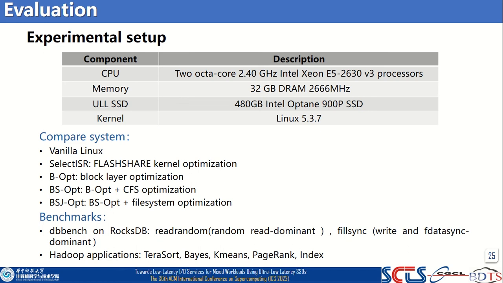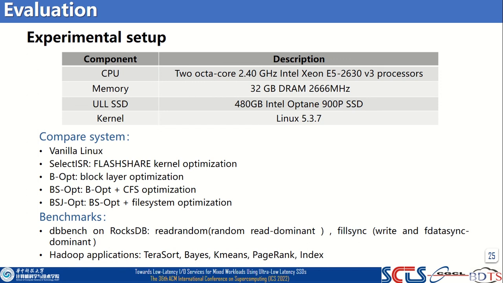FlashShare proposed cross-stack optimizations to reduce I/O interference through the software layer to the device layer. Because our work focuses on software approaches for publicly available ULL devices, we only implement the software solution of FlashShare, called Select ISR. The major techniques include bypassing the block layer and polling I/O completion for critical I/Os.